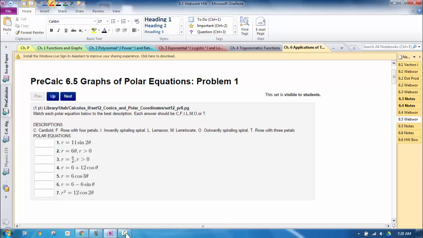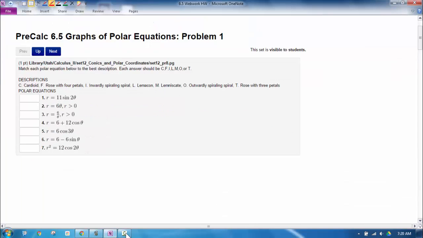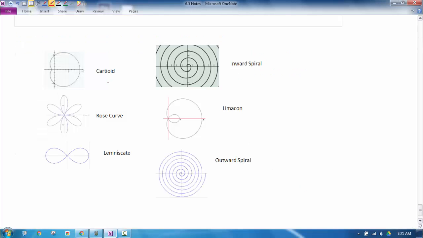Okay, this is 6.5, Graphs of Polar Equations. You might want to be familiar with what I went over in the notes, which was these six main types of polar curves that we're going to talk about. So a cardioid looks like this, inward spiral.